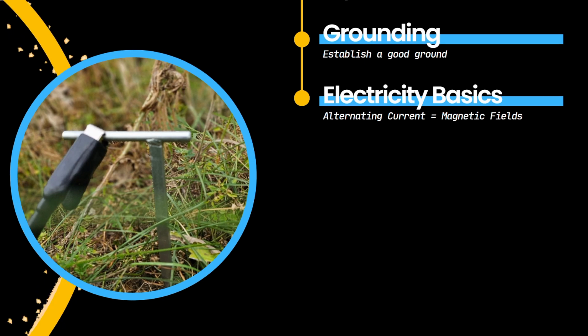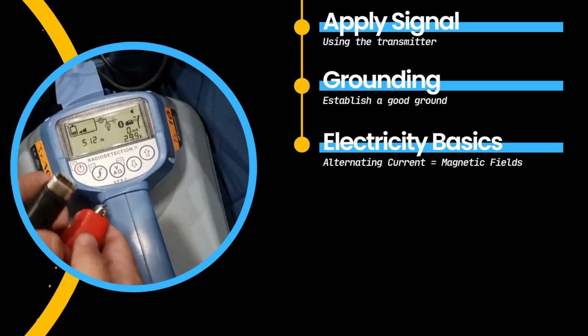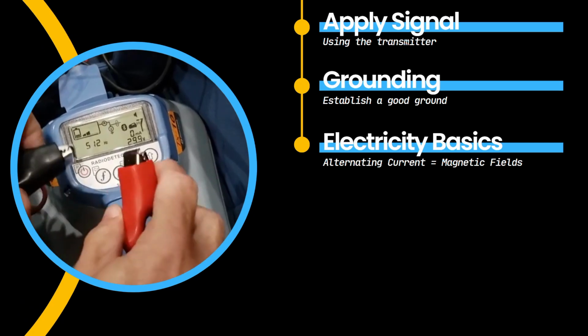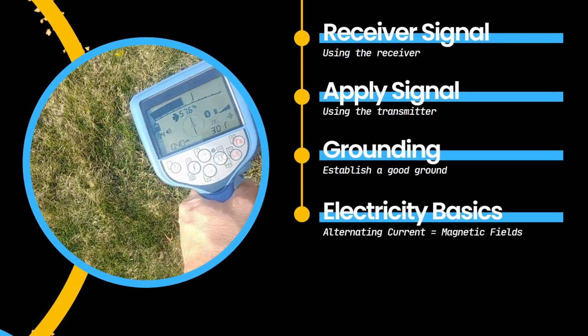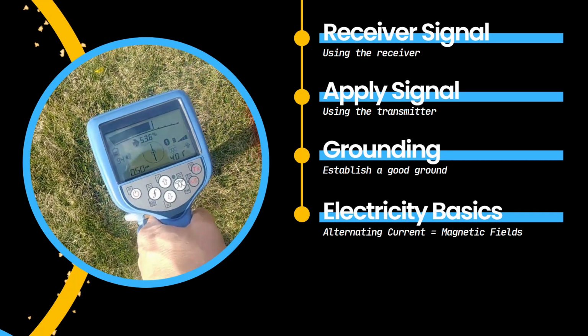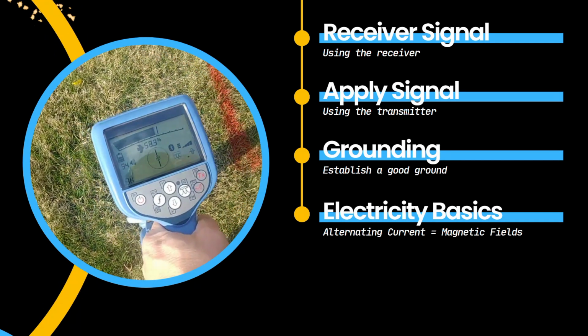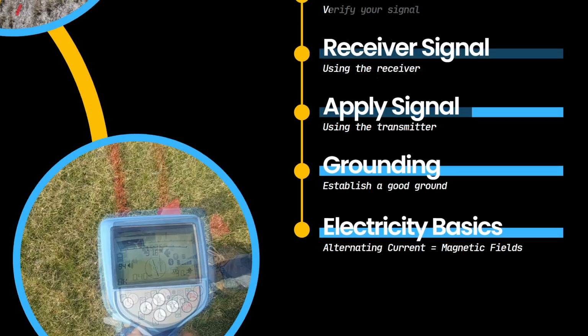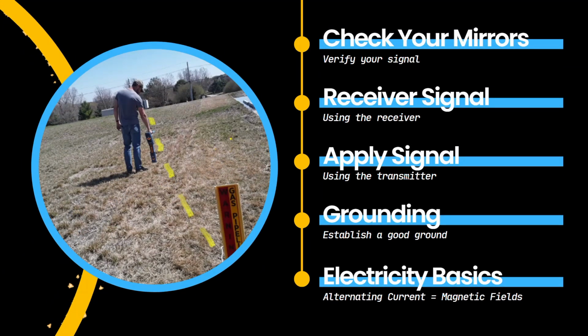And so after that, we apply our signal, and we'll go over how you apply your signal onto certain facilities and targets. And then how do we receive that signal with the receiver? Just like a radio station, we got to be able to tune into it and receive it. And how do we pinpoint the line we're trying to target? And then how do we check or locate for accuracy?